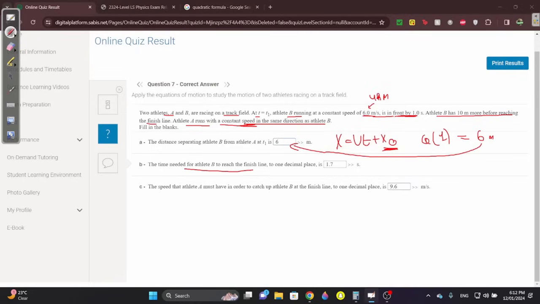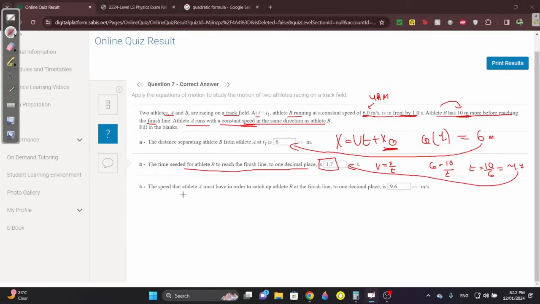Then the time needed for athlete B to reach the finish line, to 1 decimal place. Since we already have the distance, athlete B has 10 meters more, and we have the velocity, which is 6. We know velocity equals displacement divided by time. So velocity, which is 6, equals the displacement, which is 10, divided by the time, which we're trying to find. So obviously the time will be 10 divided by 6, which is around 1.7. I think it's 1.67, but you round it to one decimal place, it's 1.7. I chose 10 because he has 10 meters more until he reaches the finish line.